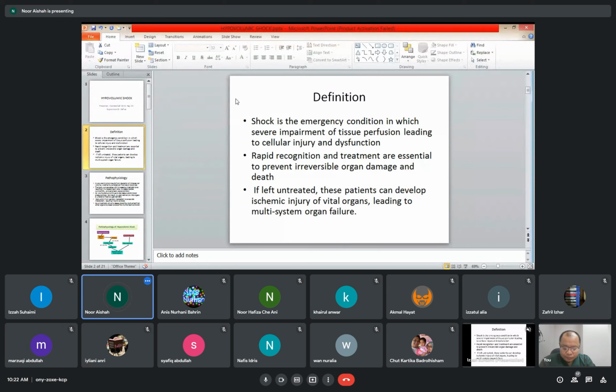Okay, shock. I will present the topic of hypovolemic shock. Shock is the emergency condition where there is severe impairment of tissue perfusion which leads to cellular injury and dysfunction. There is a need for rapid early recognition and treatment to prevent irreversible organ damage or death. And if left untreated, this patient can develop ischemic injury of vital organs which leads to multi-organ failure.